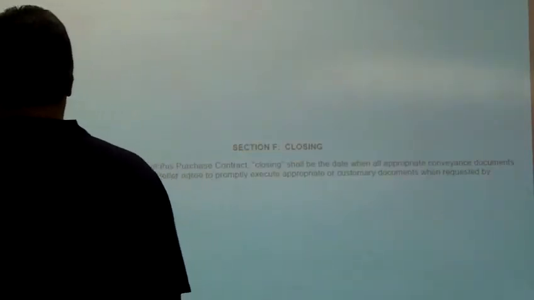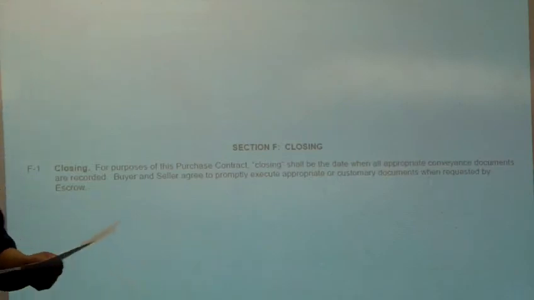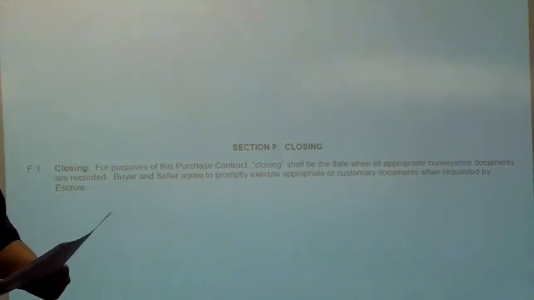Okay, and then section F. This is a long section. This is going to take up the rest of this class, and this is where we're going to stop. So section F talks about closing, and there are different paragraphs in it. So here, closing, for the purpose of this purchase contract, closing will be the date when all appropriate conveyance documents are recorded.